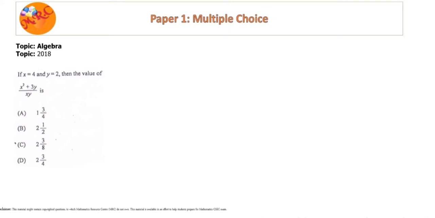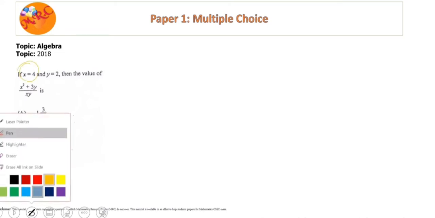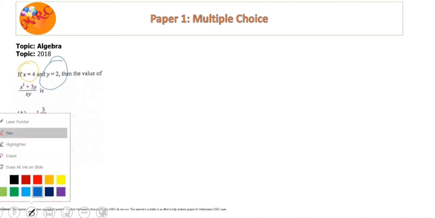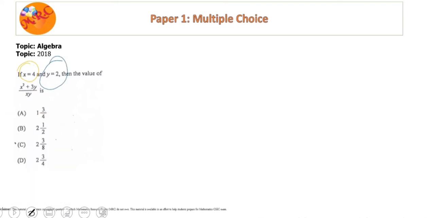So this question: if x equals 4 and y equals 2, then the value of x squared plus 3y divided by xy is, let's go. Where we see x, we're going to substitute the value for x as 4. And where we see y, we're going to substitute the value for y as 2. So let's do the substitution.